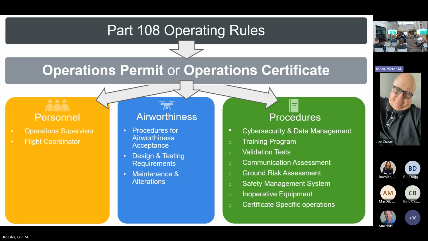For either an operating permit or an operating certificate, there's kind of 3 categories of things that I need to submit in my application and essentially prove to the FAA in order to get a permit or certificate. First being personnel. So as I said, no new pilot requirements. However, it does introduce 2 new personnel terms. The first being an operations supervisor, the second being a flight coordinator. Operations supervisor is intended to kind of oversee the operations and compliance for the company, and a flight coordinator is kind of like the new pilot.